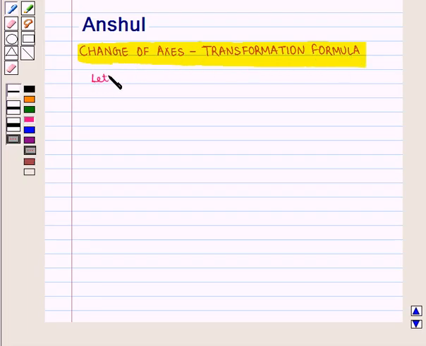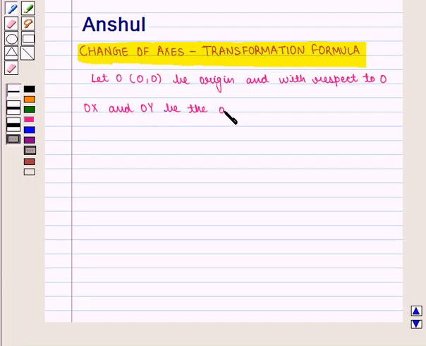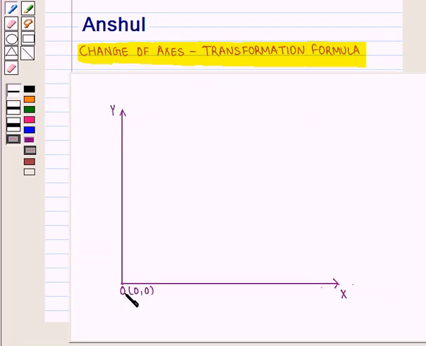Let O with the coordinate 0, 0 be origin and with respect to O, OX and OY be the original axis. Here O is the origin with the coordinate 0, 0 and with respect to O, OX and OY are the original axis.